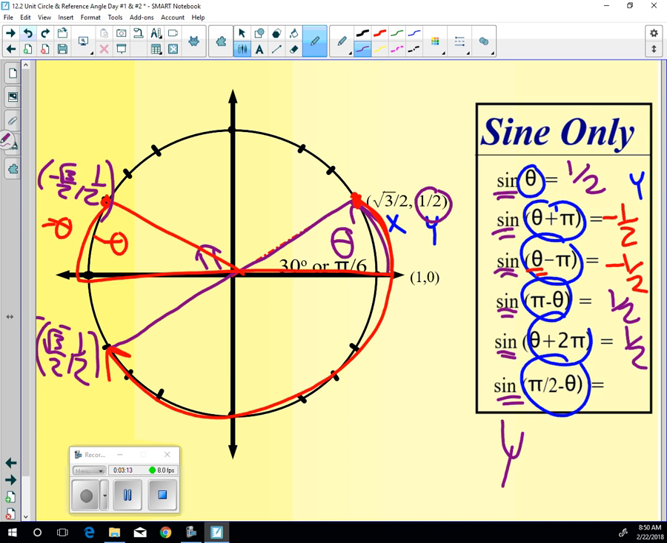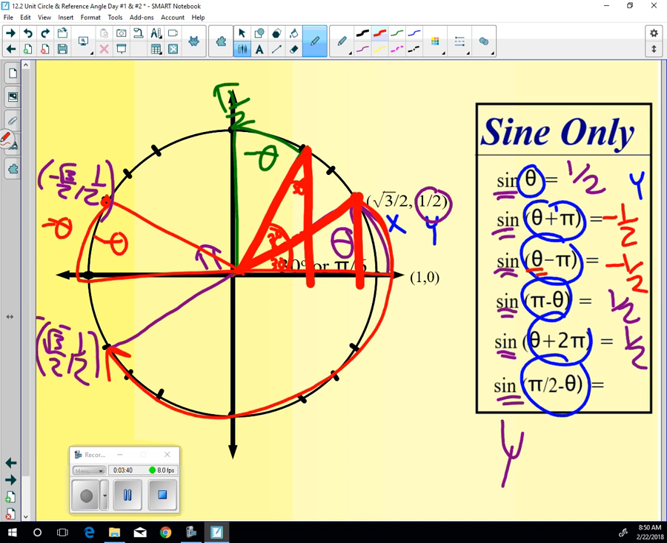The one that you probably were the most bugged by was this one, sine of pi over 2 minus theta. Here's pi over 2, and if we dial it back minus theta, notice that this triangle and this triangle are related, where this was 30, and this up here is going to be 30. The total down here is 60. So what do we know about a 30 and a 60 triangle? What will happen to the coordinates? They'll just switch around.